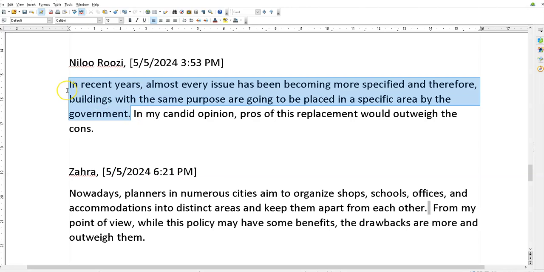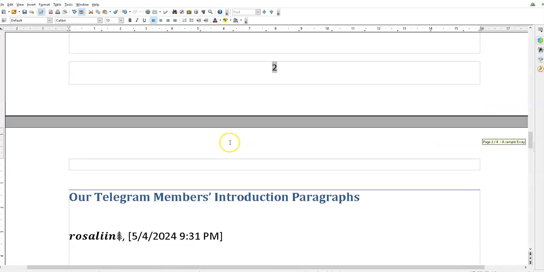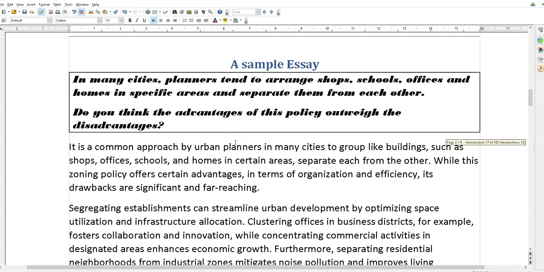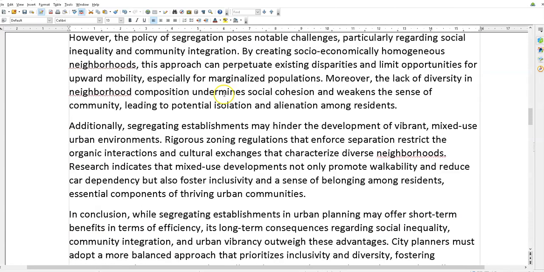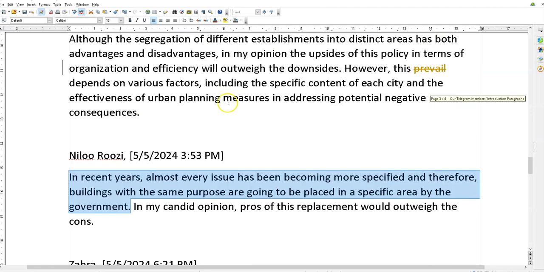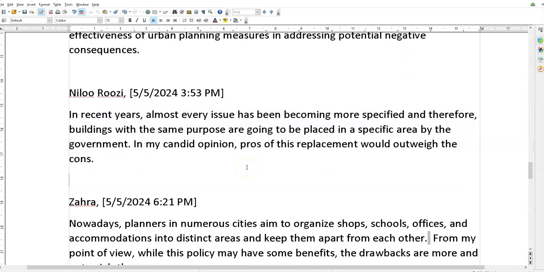Again, it's not very good in terms of paraphrase. It's the planners. If we go back to it, planners tend to arrange. Okay, that's what it says. So almost every issue has become more specified. What's that got to do with the topic? By the government? Well, it's not the government, it's by the planners, urban planners. Nothing to do with the state.